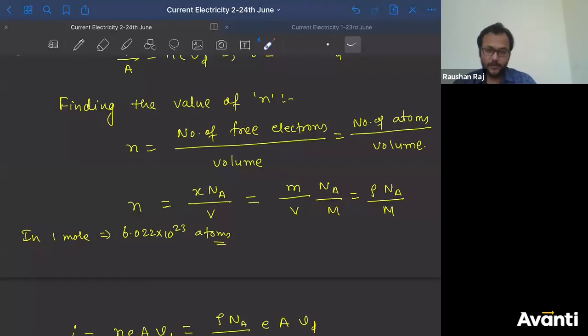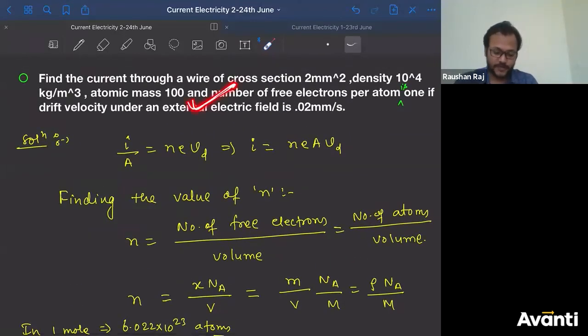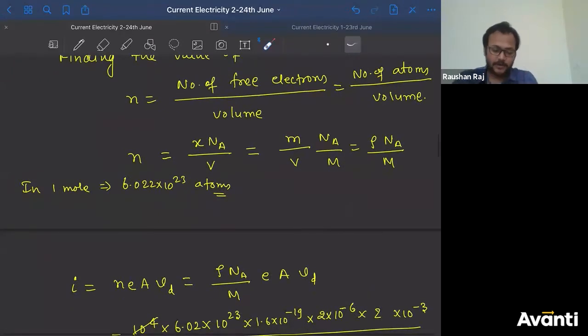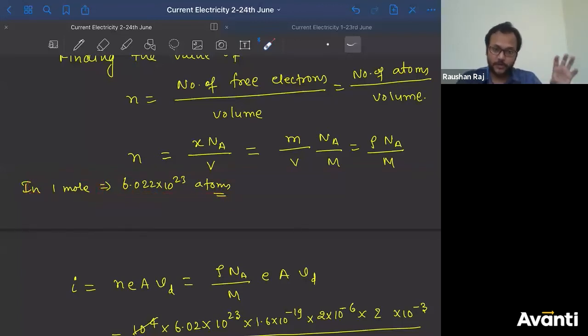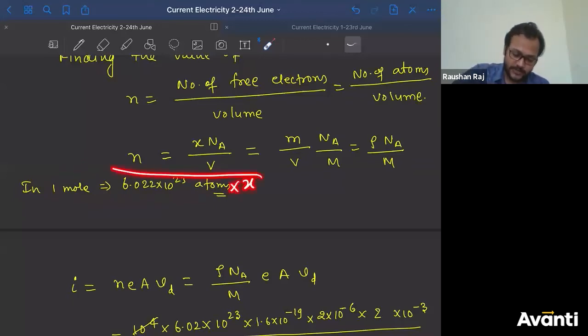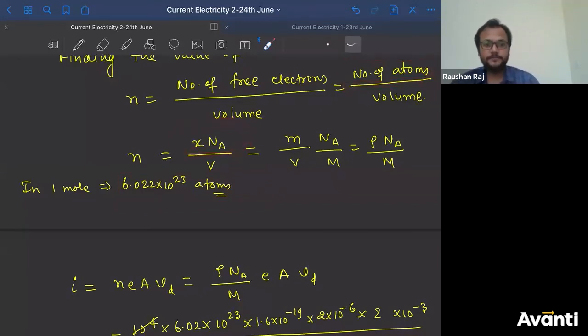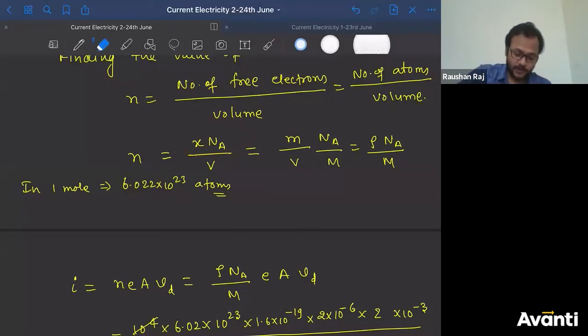Once I find out the number of moles for this one, I'll multiply that number of moles with this part and I'll get the total number of atoms. Because in 1 mole, if these many atoms are present, if I find out the total number of moles, I'll multiply it here and get the total number of atoms. And once I get the total number of atoms, I'll get the total number of free electrons here. Alright guys? Chalo.